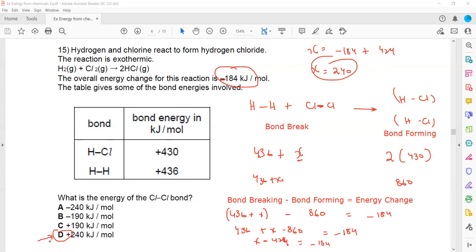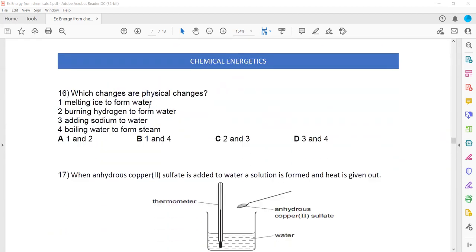Is it clear, this example, how we work out the bond energy? Any question or doubt in this part? So always the bond breaking minus bond forming will give us the energy change.